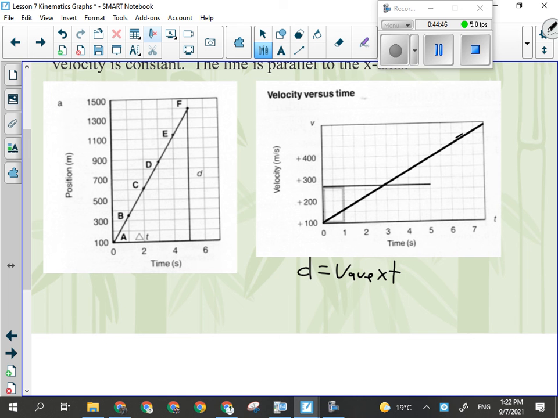So how do I calculate the area of a triangle? We're going back to what we learned in Science 10. Base times height divided by 2. Base times height divided by 2. All right. Since this line goes up at a constant rate, half the height would be right here smack in the middle.